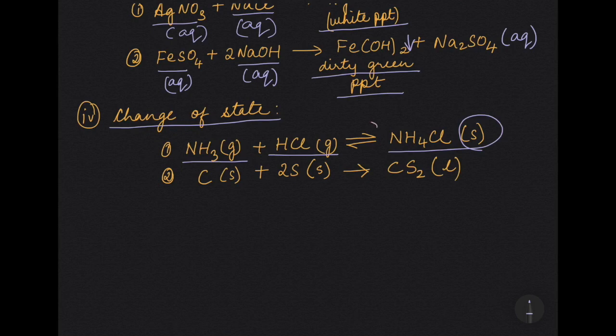Now, this sign, you know, means it is reversible. Reversible means ammonia and hydrogen chloride will give you ammonium chloride. Again, when you heat ammonium chloride, you will get ammonia and hydrogen chloride.